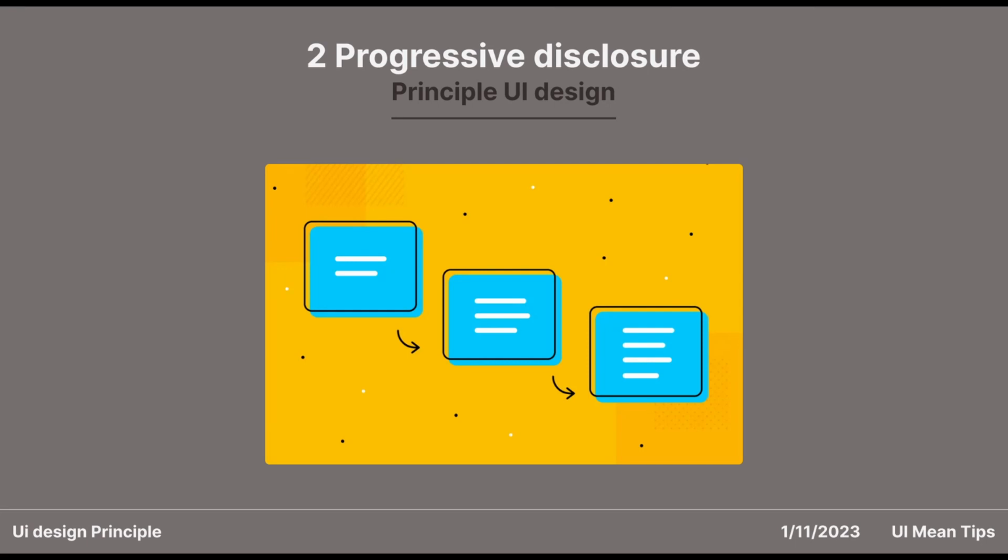User interface design principle 2. Progressive disclosure. Interaction designers face a dilemma. Users want power, features, and enough options to handle all of their special needs.